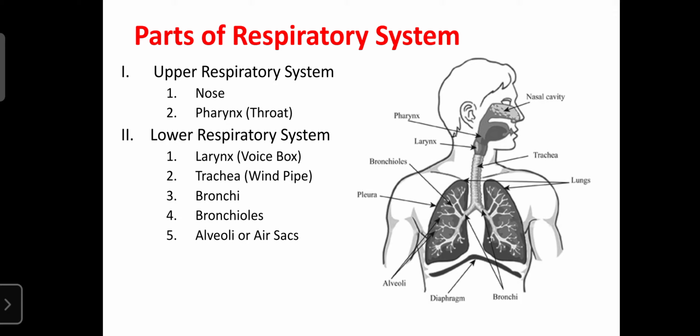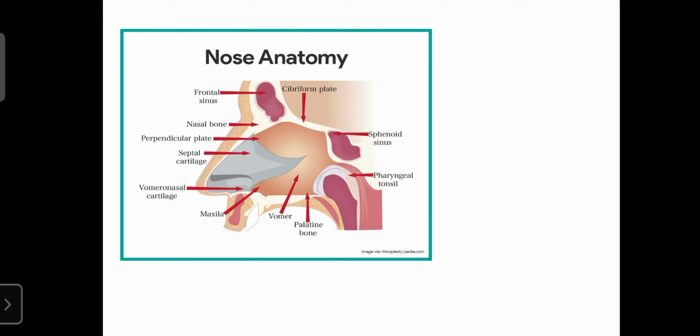Next part of the respiratory system is the lungs. The lungs are the main hollow organ, the main part of the respiratory system. They are helpful for the exchange of the respiratory gases. Next, we can go one by one. First we can learn regarding the nose anatomy.